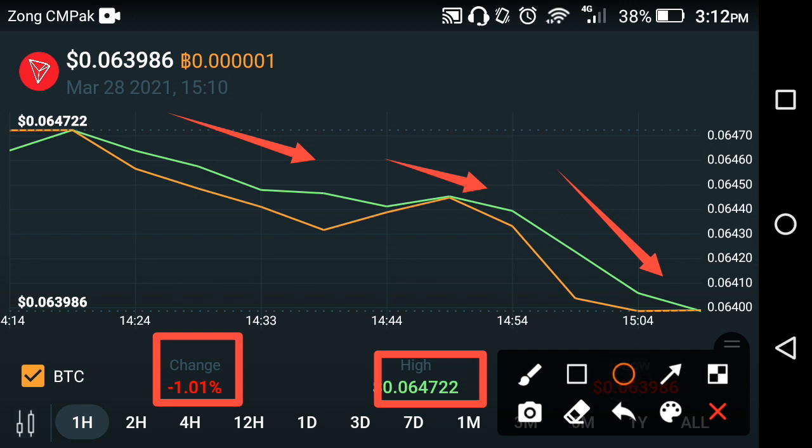As you can see now, that's the period. At this period the price is $0.064722, the high price of TRX crypto in this period.